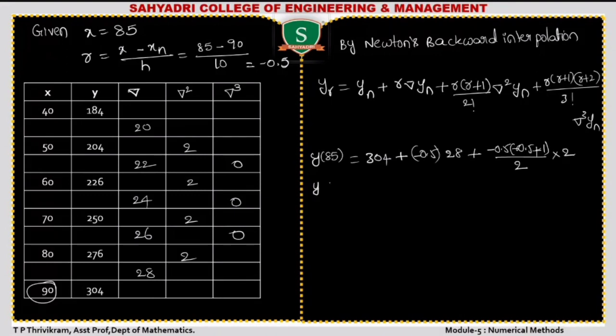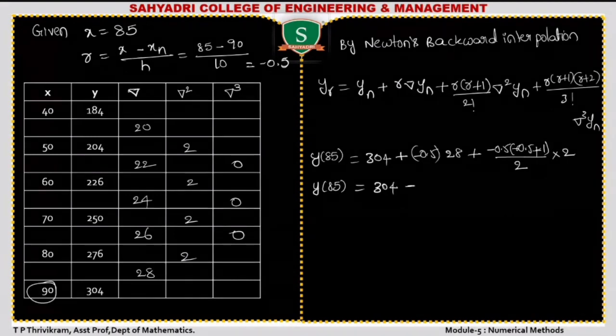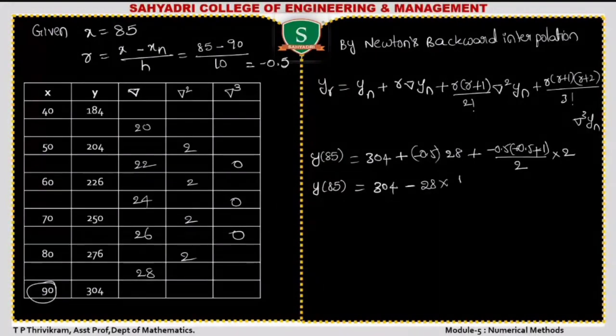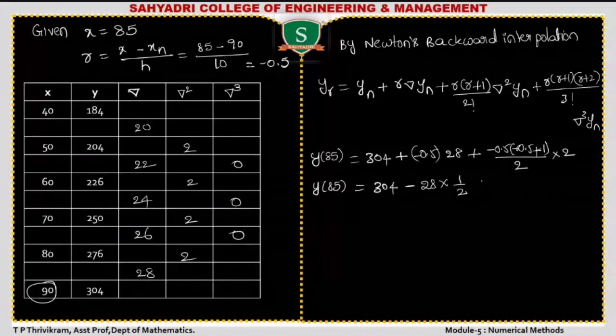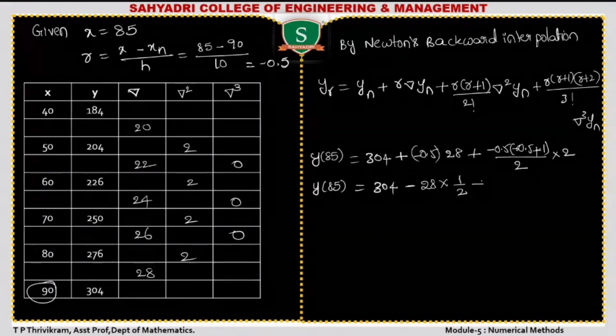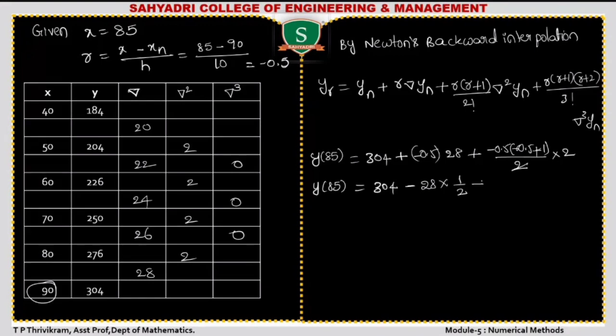So y at 85 is equal to 304 minus 28 into this can be written as 1/2. Minus into plus, minus only will be. Minus, how much will we get? 1/2 into 1/2, 1/4. Here 2 gets cancelled. We'll get 289.75.